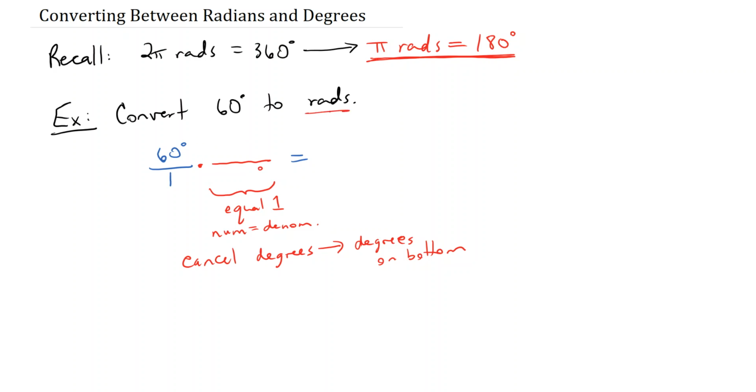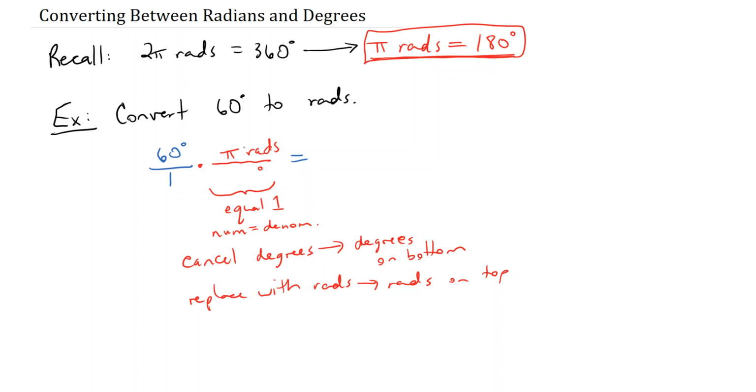Now, what I want to do is get radians. I want to basically replace degrees with radians. So I want to replace with rads. So I'm going to put rads on top, okay? So you can see when you multiply these out, the degrees are going to cancel, all right? That's what we're working towards. The problem is right now, I don't have any numbers, so this fraction does not equal 1 yet. But if we use what we know about radians and degrees, then I know that I could put pi radians on top and 180 degrees on bottom. Those are equal to each other, so when I divide I get 1. So this is a fraction that equals 1.